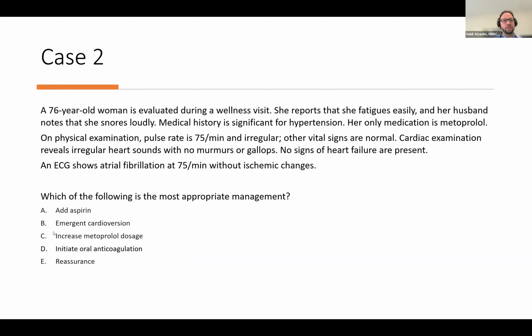Cardiac examination reveals irregular heart sounds with no murmurs or gallop, and there is no evidence of heart failure on examination. The EKG showed AFib, with a heart rate of 75 per minute without ischemic changes. Which of the following is the most appropriate management? I will give you 10 seconds, then we can move on.